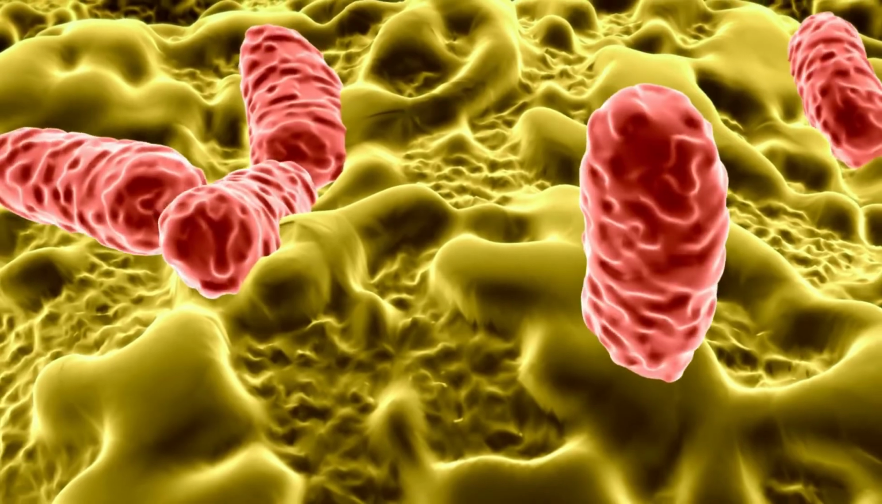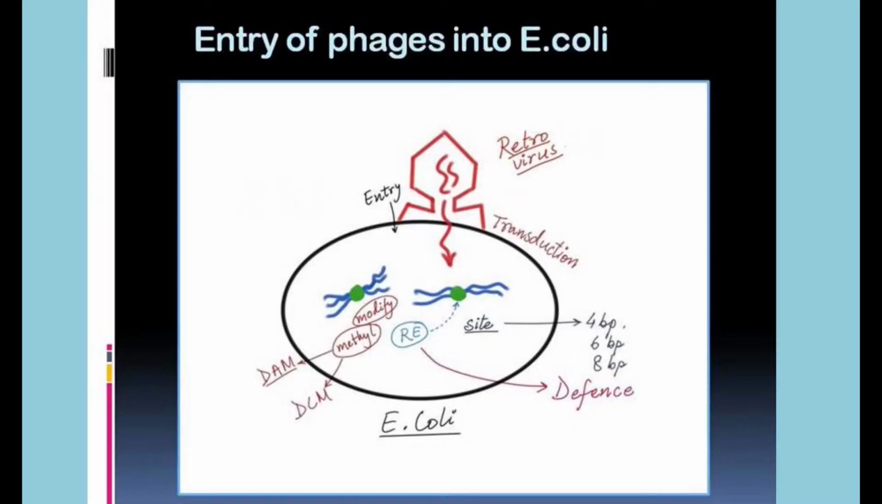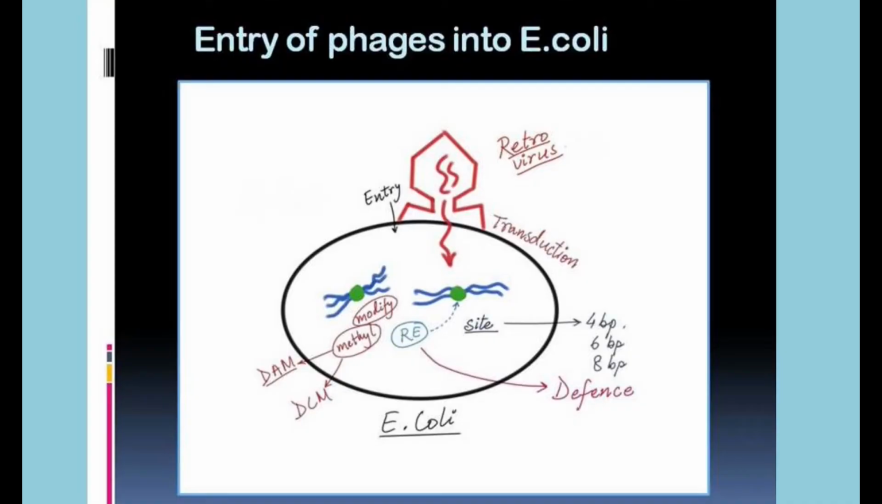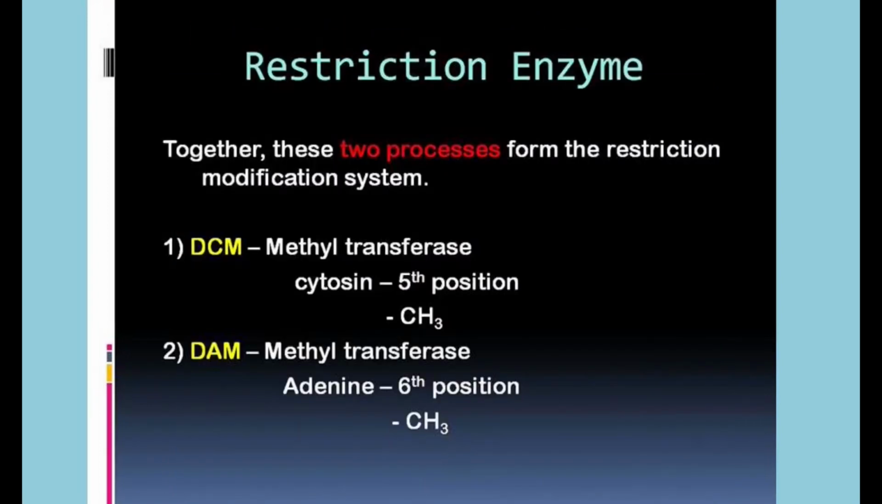And how do phages enter the E. coli? Here the virus enters through the two modification systems, that is DAM or DCM, into the E. coli via the transduction method, where they restrict the infection of bacteria by certain viruses, that is by degrading the viral DNA without affecting bacterial DNA. And together this process forms the restriction modification system. The first one is DCM methyltransferase at the cytosine at the 5th position of the methyl group, and the second one is DAM methyltransferase at the adenine at the 6th position of the methyl group.